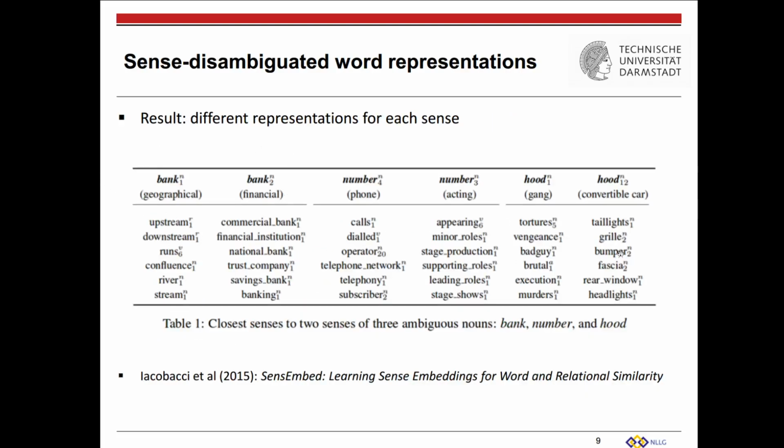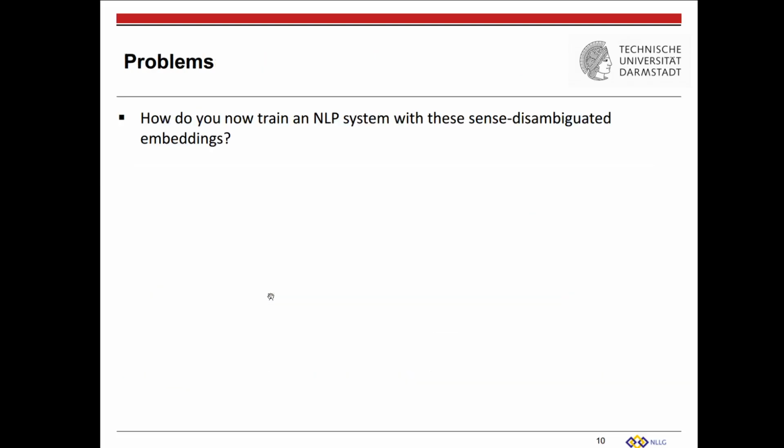And then we can query for the nearest neighbor, and you see that, well, okay, at least some results are intuitive, right? Because the nearest neighbors of bank here, the one which had the signification of the bank of the river, has like upstream, downstream, runs, river, stream, etc. And the financial bank has like commercial bank, savings bank, banking, etc. So okay, that seems to make sense.